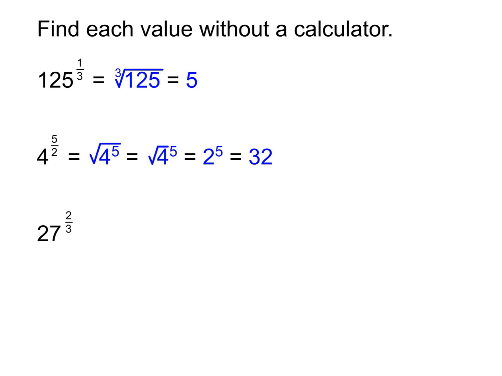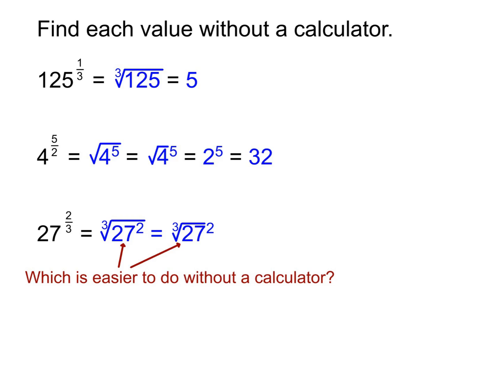All right, so when doing this last one, again, start by turning it into radical form. And there are those two different ways we can write it in radical form. Which of these then is easier to do without a calculator? Well, do you know what 27 squared is off the top of your head? No, I don't. Do you know what the cube root of 27 is off the top of your head? 3. You should. If you don't yet, you will soon, because it is one of those values from your notes.